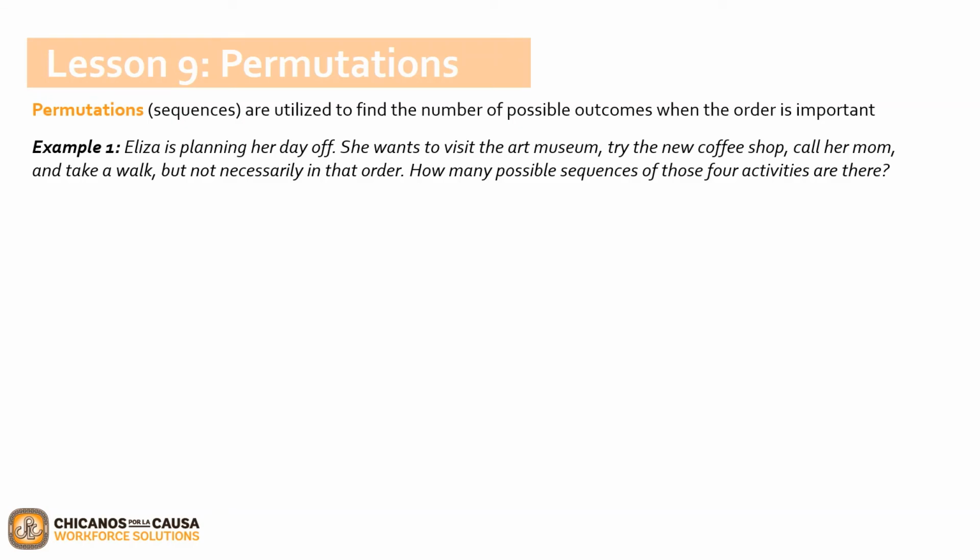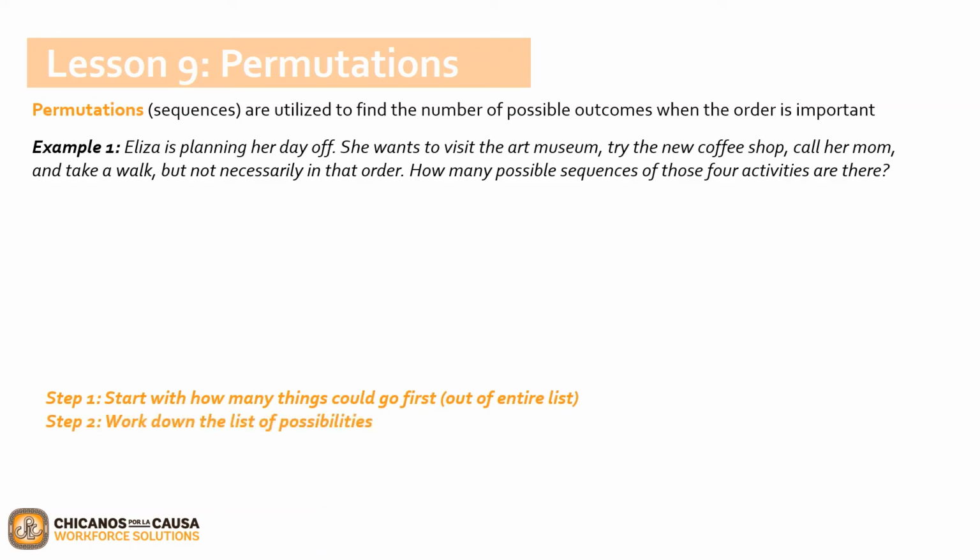So let's take a look at this. With step 1, we're going to start with how many things could go first out of the entire list. We have 4 different activities, so technically 4 different things can go first. After that one activity is done, then we have 3 remaining, then 2, then 1. So step 2, we're going to work down the list of possibilities.